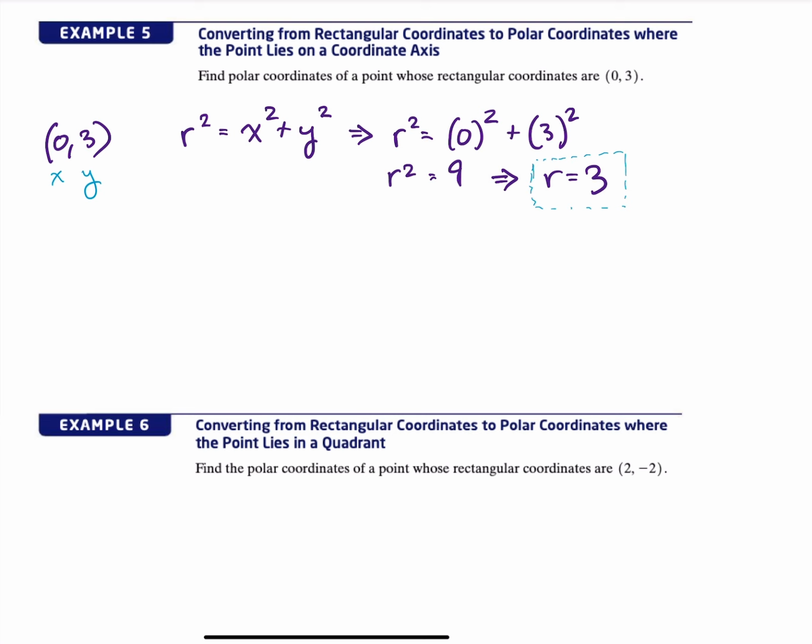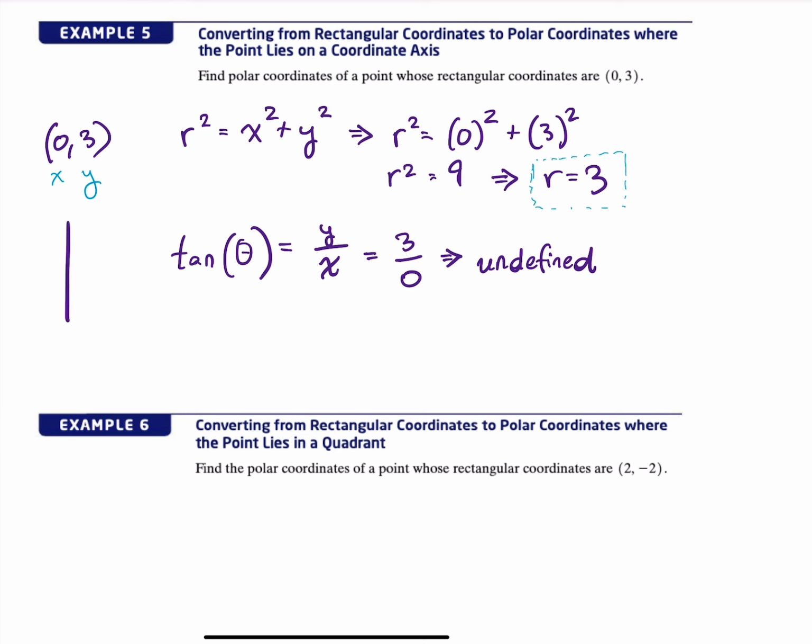And then now let's use our second statement, that the tangent of theta equals y over x. Well, in that case, our y is 3 and our x is 0. 3 divided by 0 is undefined. And if you recall, there are angles where the tangent is undefined. It's also helpful just to plot this point on the xy axis, and that can help us get an idea of what our angle should be.